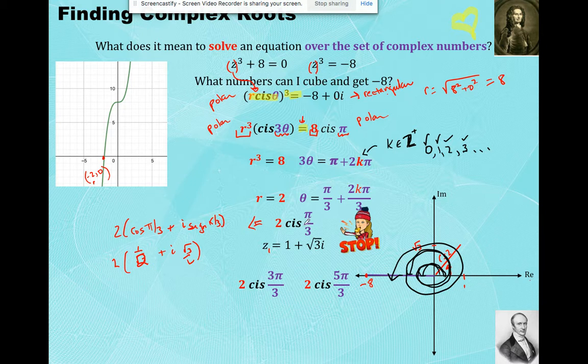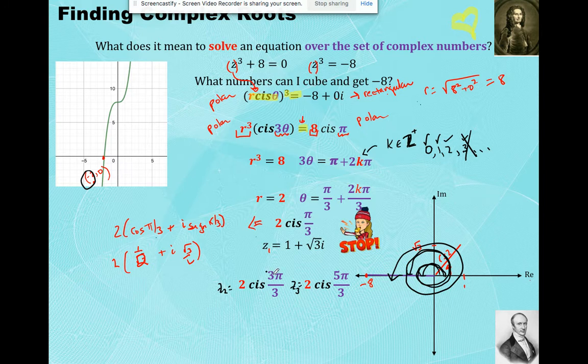Oh, wait, 7 pi over 3 gets me to the same place. Again, coterminal as pi over 3. So I could stop at 3. But I got myself 3 answers. Oh, I was supposed to get 3. So this is Z2, and this is Z3. Wait a second, I thought I already had one of my zeros. I thought that was -2.